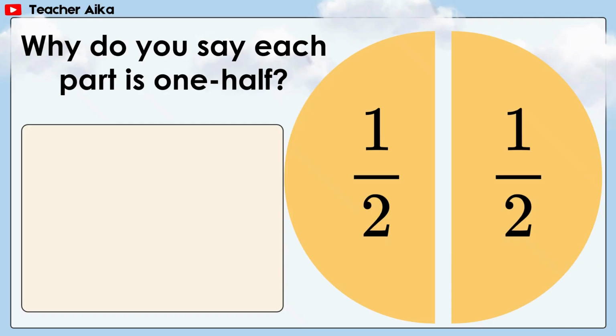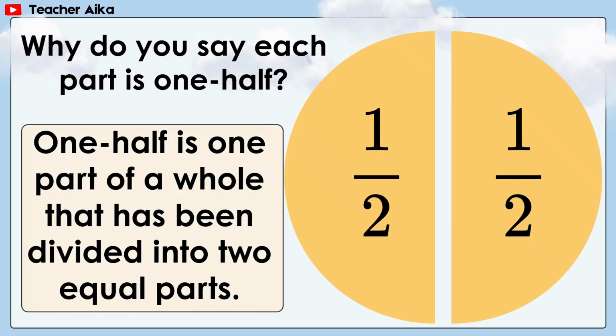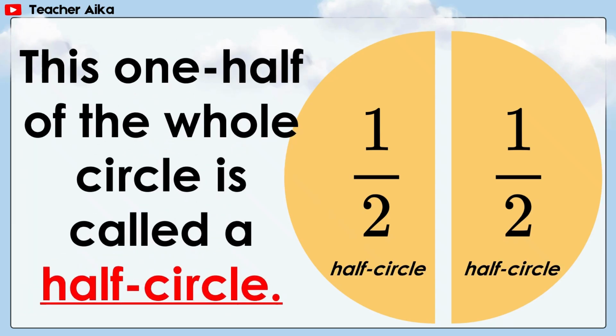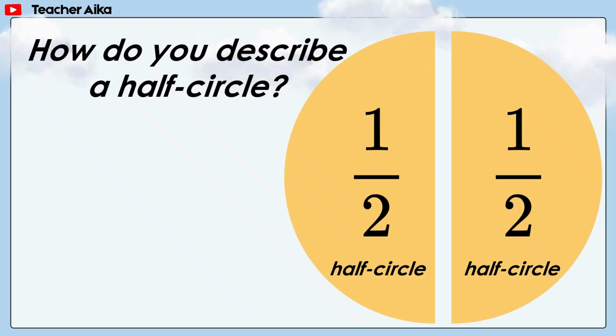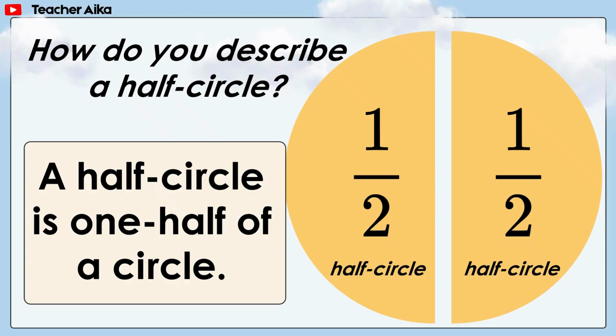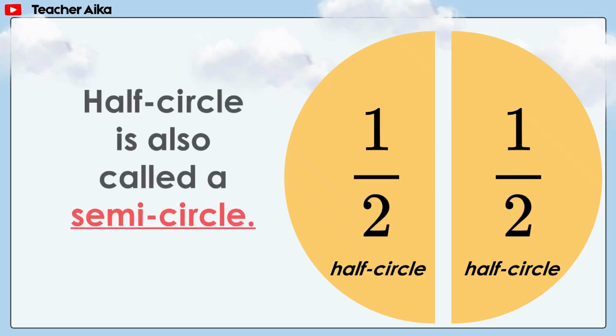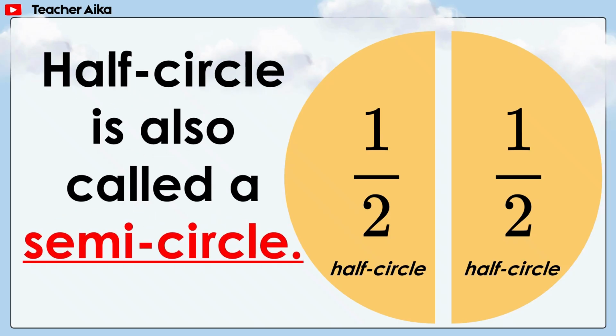Why do you say each part is 1/2? Answer, 1/2 is one part of a whole that has been divided into two equal parts. This 1/2 of the whole circle is called a half circle. How do you describe a half circle? A half circle is 1/2 of a circle. Half circle is also called a semicircle.